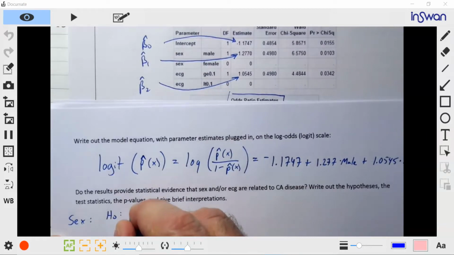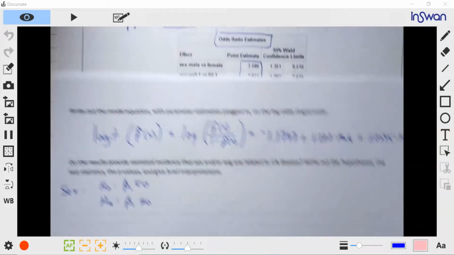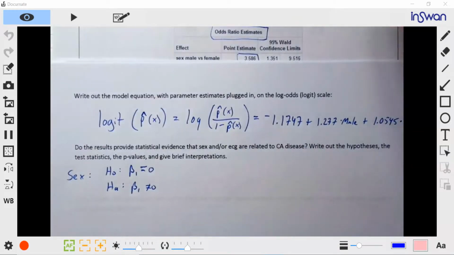So the population parameter that we would want to test would be beta 1 is equal to 0, versus the alternative, beta 1 is not equal to 0. And hopefully this feels familiar to you from the linear regression. This is very similar.